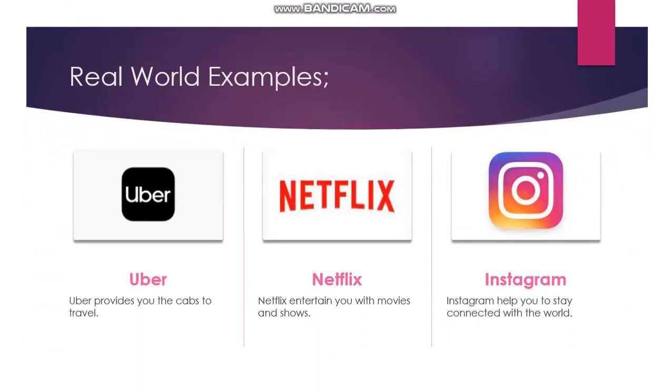Now here we have some real world examples. So guys, Java was used to create Instagram, Netflix and Uber kind of applications, and they all are big brands nowadays and we all know what they do. Instagram is a social media platform and helps us to stay connected with the world, whereas Netflix is an entertainment platform and provides us movies and shows, where Uber is a transport medium, we can say. We can get cabs from Uber to travel from one place to another.